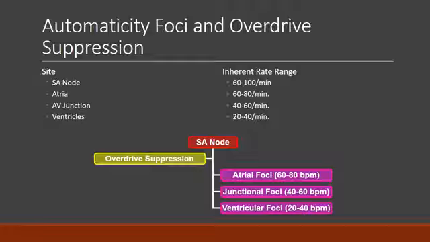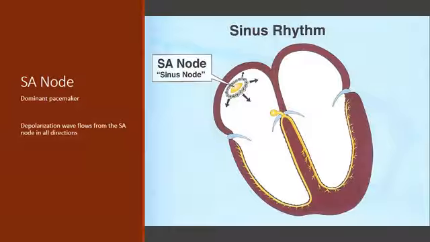And so whatever's depolarizing faster inherently is going to suppress everything that would inherently depolarize at a slower rate. So that's why we see the SA node being the main driver here, because it depolarizes at a faster rate than everything else, and that prevents any of the other foci from depolarizing. Because essentially once the SA node depolarizes, it causes a depolarization of all the other tissues, and then the clock resets. And every time the clock resets, the next thing to depolarize is the fastest, which would be the SA node. So once again, the SA node is the dominant pacemaker.